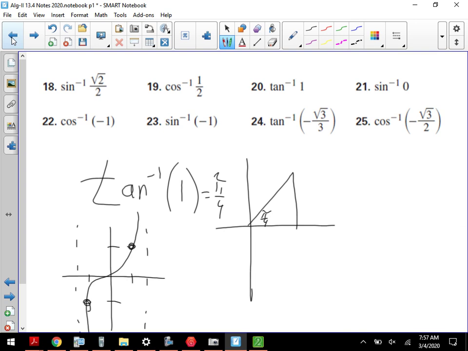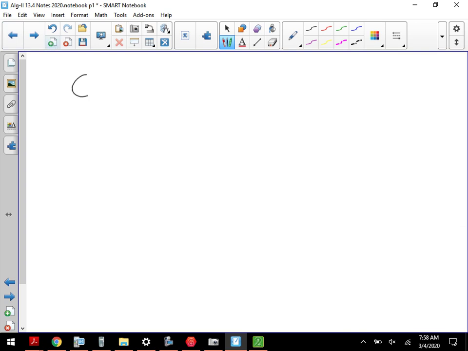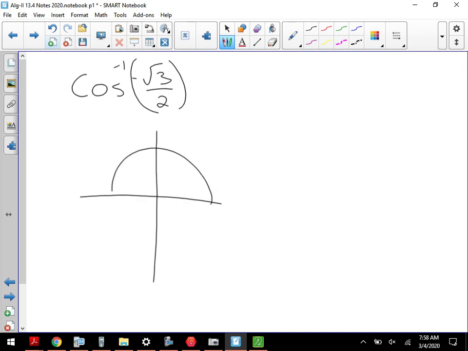Negative root 3 over 2. So it was cosine. Okay. Cosine from here to here. If it's negative, it means I have to be in the second quadrant. No. You only wind up unrationalizing if your numerator and denominator are the same.